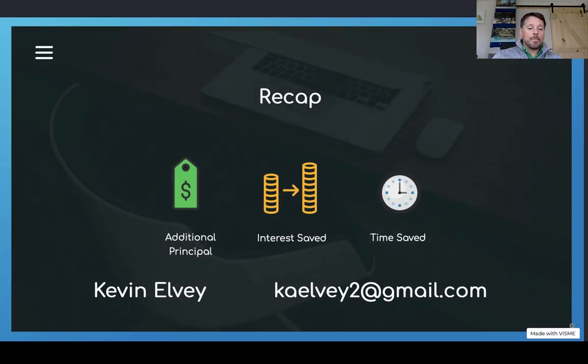So let's recap. We understood that the additional payment has a significant impact on the structure of the loan. That has a significant impact on the amount of interest we pay to the bank or the lender, and it has a significant impact on the amount of time that we save over the life of the loan.